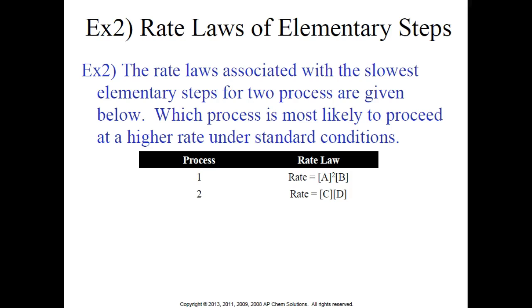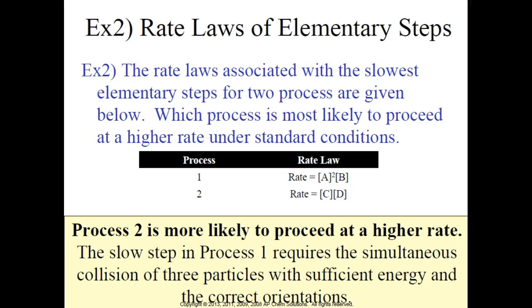Alright, so process 1, what would you call that? Uni, bi, or ter? Termolecular. And then process 2 would be what? Bimolecular. And what did we just say about those? Which one's going to happen faster? Remember, what's more likely? 3 particles colliding with the correct energy and orientation, or 2 particles colliding correctly? The 2. So we would assume that process 2 is more likely to proceed at the higher rate.